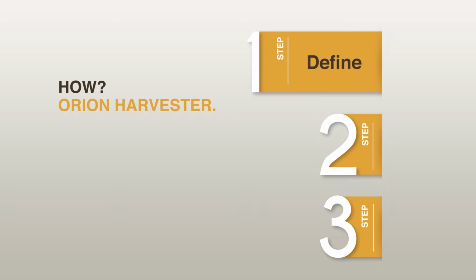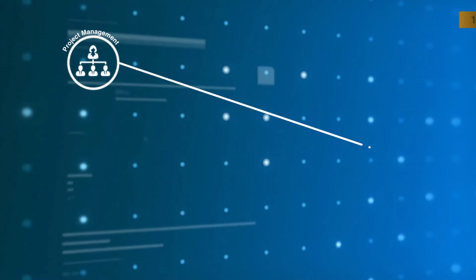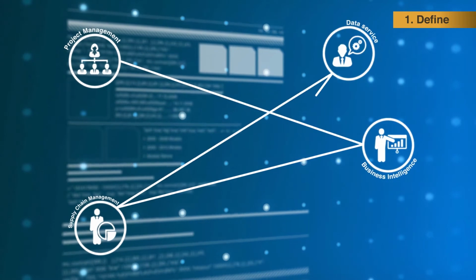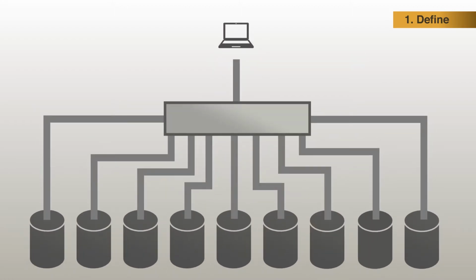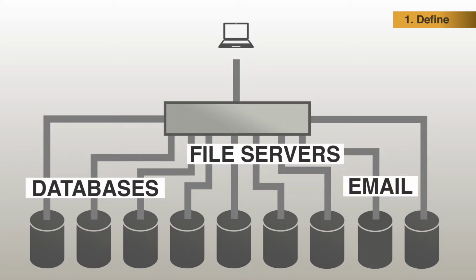Step 1. Define. Define which parts of your information assets you need to understand to control your business. Information assets are all your resources of information, such as databases, file servers, email, etc.